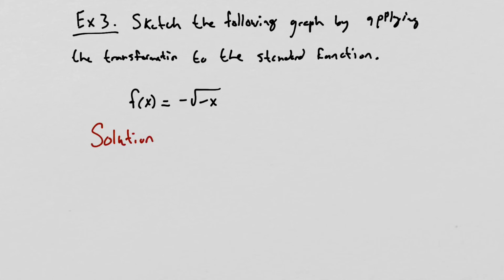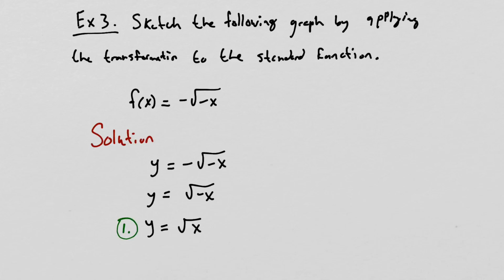So let's go ahead and determine the standard function real fast by removing the transformations. So we start off with y is equal to negative square root of negative x. Well, let's go ahead and get rid of the reflection across the x-axis, and let's get rid of the reflection across the y-axis. And now we can just sketch each graph step by step. So we'll start with this standard function here, then we'll apply the reflection across the y-axis, and finally we'll apply the reflection across the x-axis here.